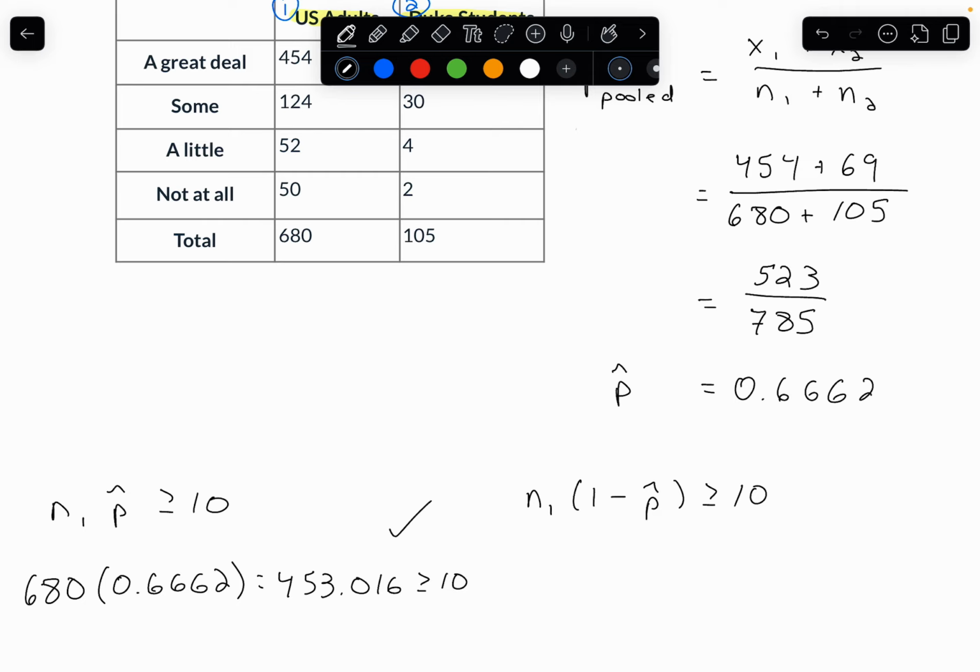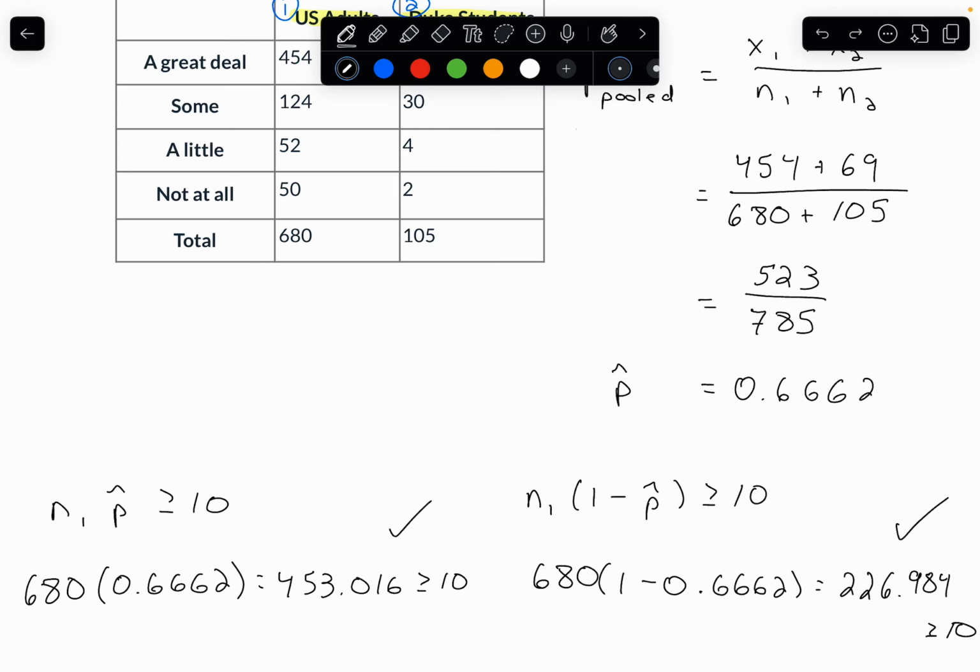So yes, we've met the first condition. That's the number of expected successes. And then I'll want the number of expected failures. So that would be 680 times 1 minus our p-hat, 0.6662. Going ahead, 680 times, use parentheses here, 1 minus 0.6662. Here I end up with 226.984. That is certainly greater than or equal to 10, so that condition is met as well.